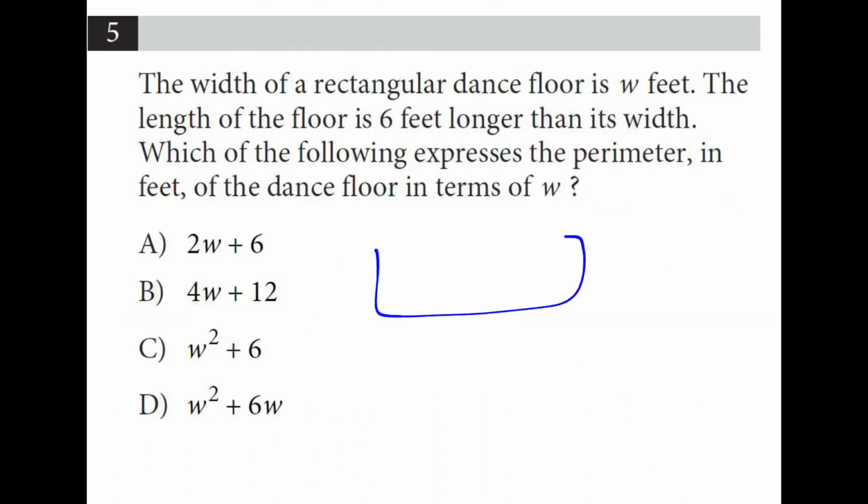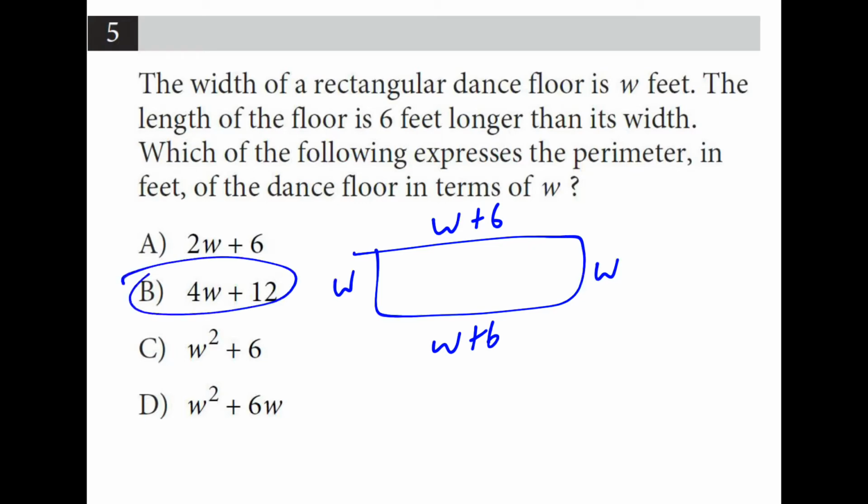The width of a rectangular dance floor is w feet. The length is 6 feet longer, so we'll call that w plus 6. If we wanted to find the perimeter, we just add up all the w's, that's 4w, and then we add up the 6's, that's 12, B.